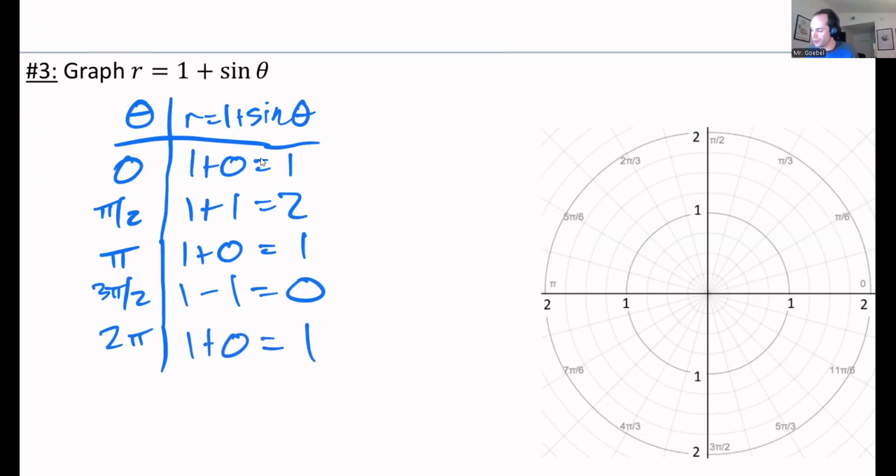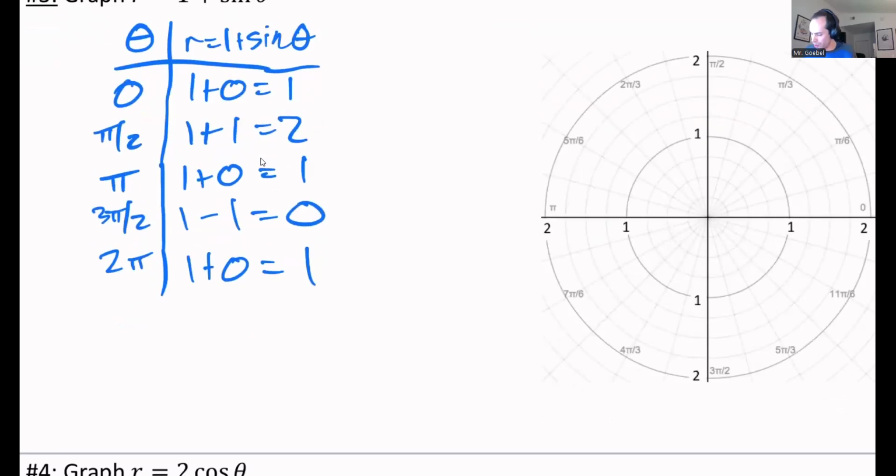So let's plot these points on the graph here. Theta equals 0, r equals 1. You got a point right here. Theta equals pi over 2, r is 2. You got a point up there at the top. When theta equals pi, we got a point here at 1. When 3 pi over 2, r is 0. So that's actually a point right here at the origin, because r equals 0 is going to put you at the origin no matter what direction you face.